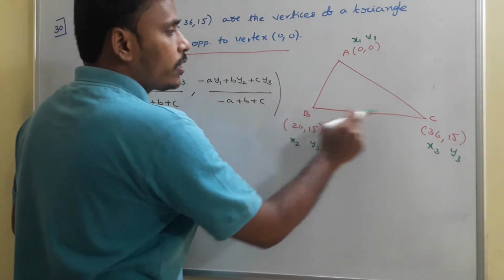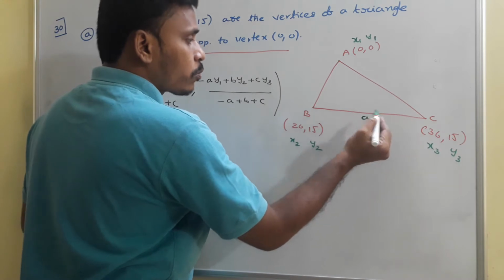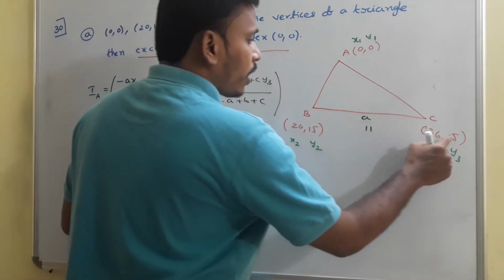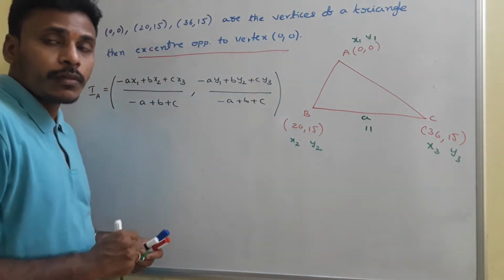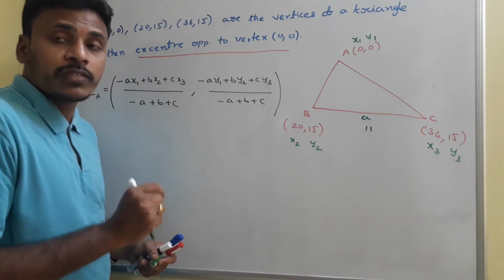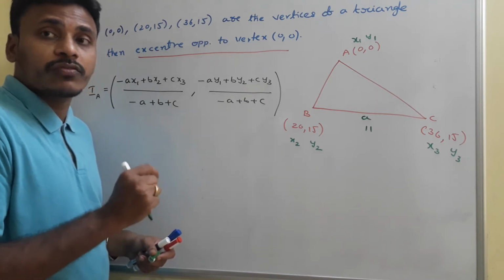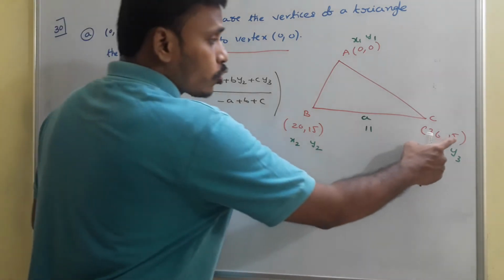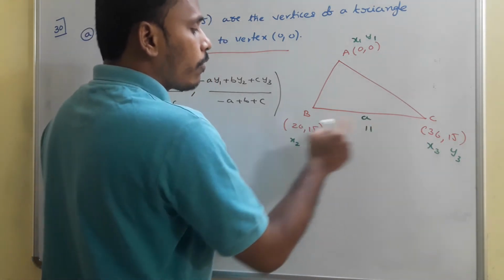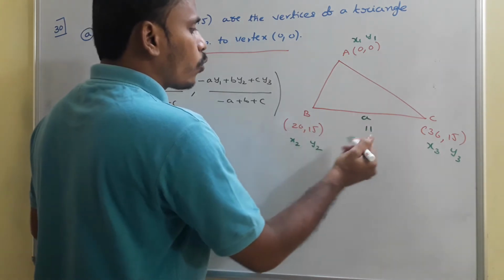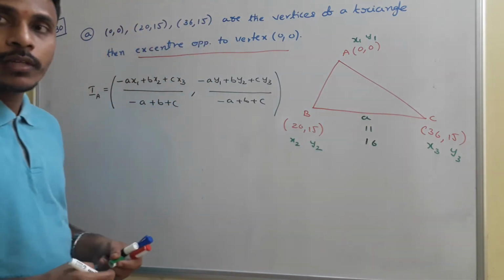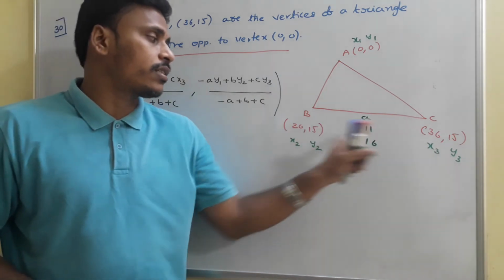So this side length BC is small a, which is between (20, 15) and (36, 15). What is the distance formula? Square root of (x2 minus x1) whole square plus (y2 minus y1) whole square. These two y values are the same, 15 and 15. When you use the distance formula directly, the difference between 36 and 20 is 16. So the value of a is 16.